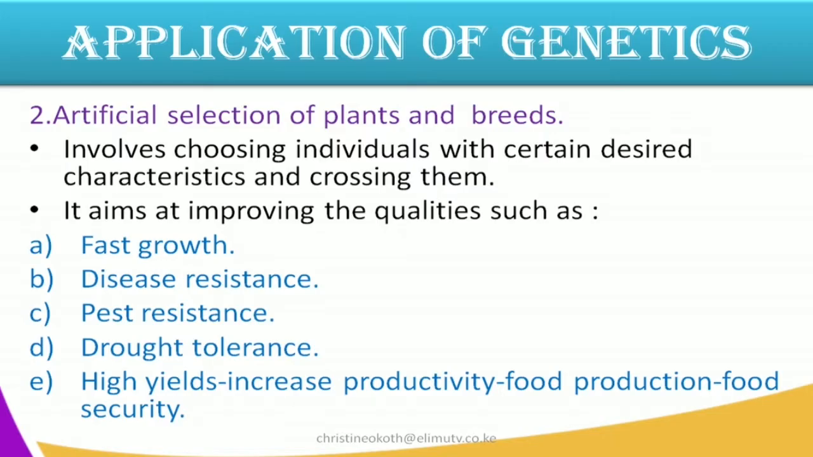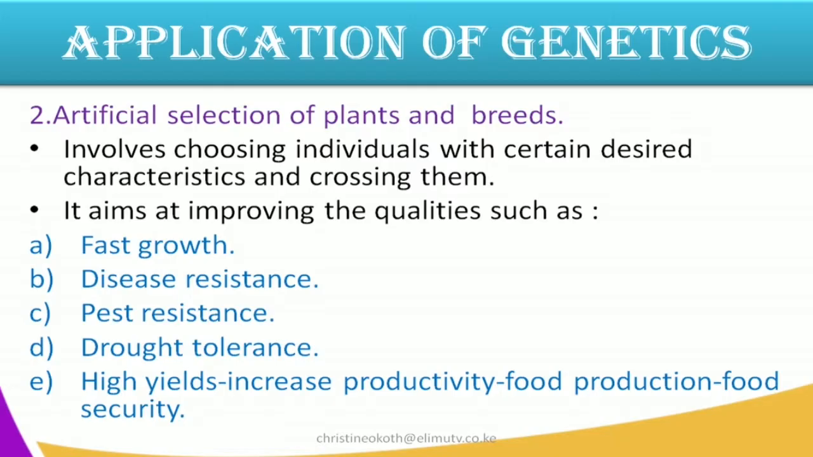So the main purpose of artificial selection is to help in qualities such as fast growth. You will need plants or animals that will grow at a higher rate. Then in disease resistance, you need crops or breeds that are resistant to disease. They are also resistant to pests, and they can tolerate all types of climate, for example, hot and extreme climate. If you have all these qualities, it helps you to yield and increase production in your food. And if you have good production in food, this leads to food security.